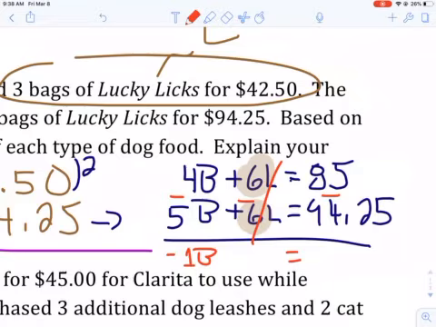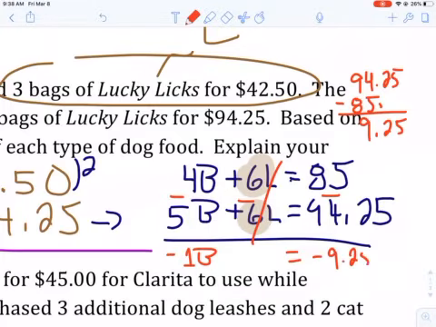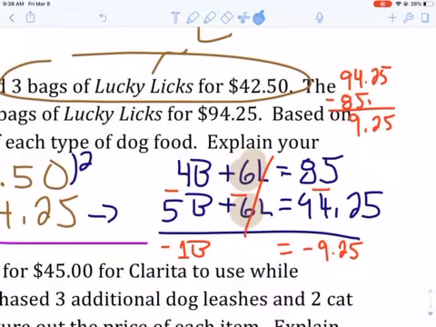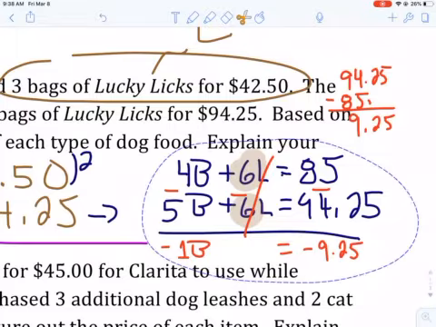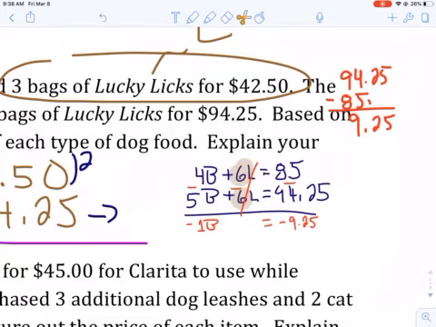And 94.25 minus 85, let's see. Rather, 85 minus 94.25. I'm going to get a negative answer here, but I get negative 9.25. Now, how can you have negative money here? Well, the thing is, I'm going to divide each side by a negative. Boom. Get positive 9.25 here for my Brutus Bites.